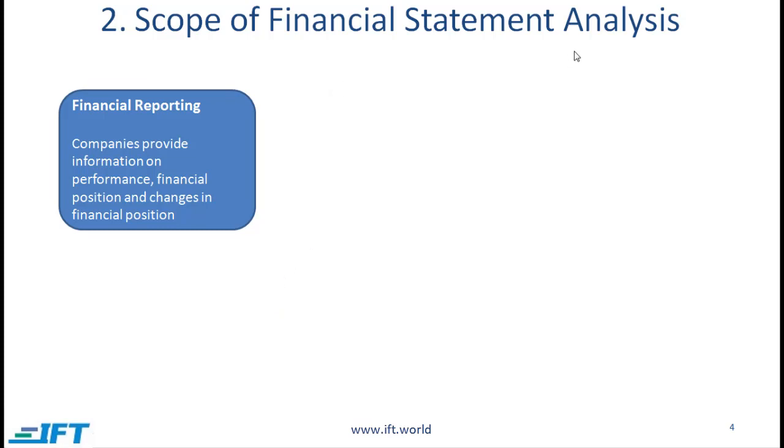The scope of financial statement analysis. Let us understand the distinction between financial reporting and financial statement analysis. With financial reporting, companies provide information on performance, financial position, and changes in financial position. The report on performance comes through an income statement. The report on financial position is through the balance sheet, and changes in financial position generally are through the statement of changes in stockholders' equity.